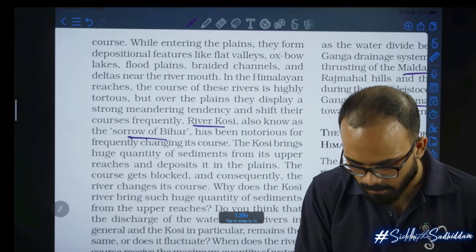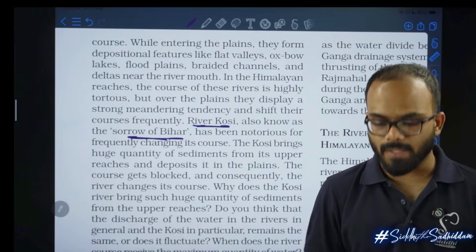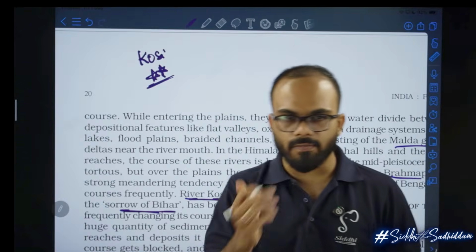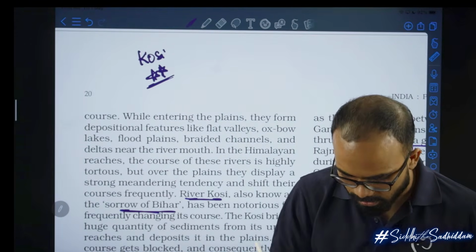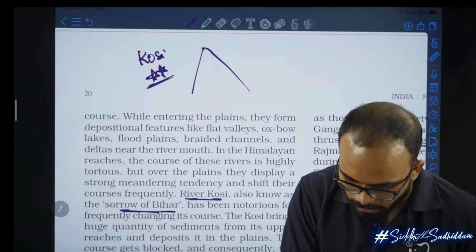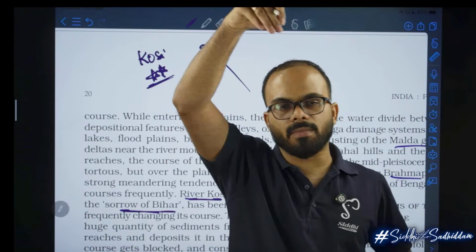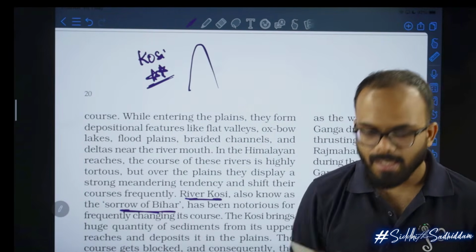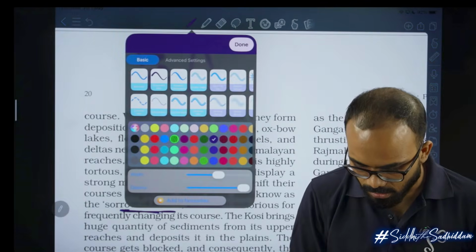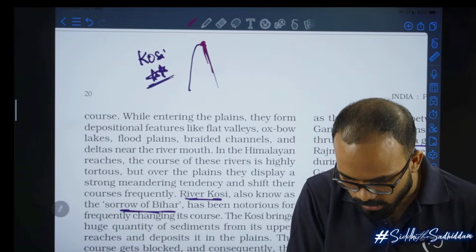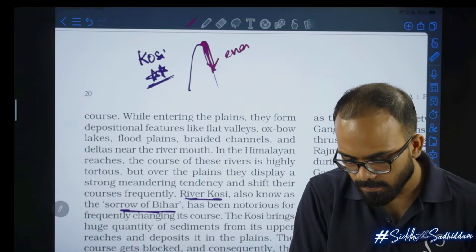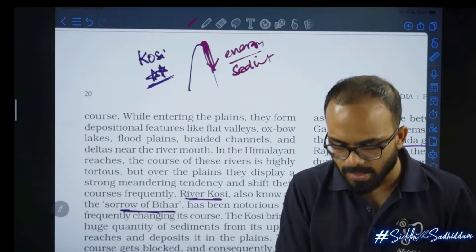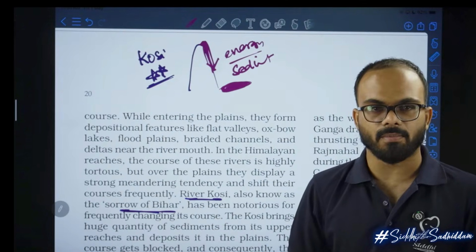Now there is one river in Bihar which is known as river Kosi. Kosi river is very important. They can ask you a good number of questions on Kosi river, because Kosi river starts at a point where there is a lot of height. It starts from a height point, and the peak from which Kosi originates has a very steep slope. So Kosi naturally originates here, it falls down with a lot of energy, and it falls down with a lot of sediments.